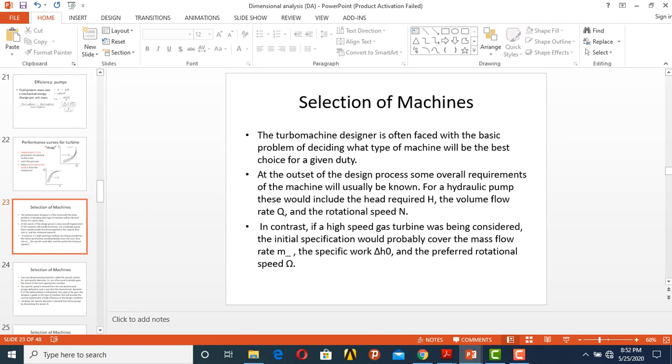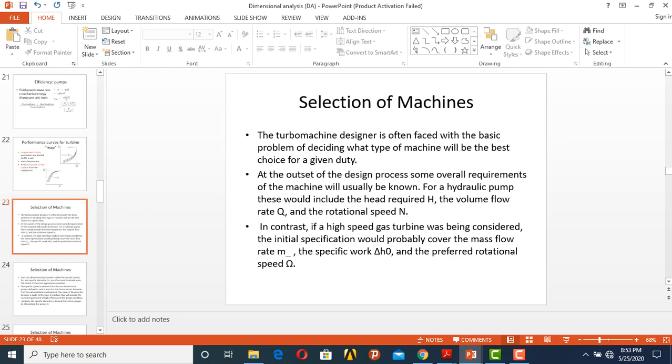Okay? So before you could even select a machine, those who go into design, those who go into buying, you need to know some of the requirements. The requirements imply the duty. So in the duty we have got things like head. What's the head requirement for the pump? What's the flow, volumetric flow, or the volume flow rate? What's the rotation speed? Those are the things that you require to know before you could go into design, or go into buying anything.